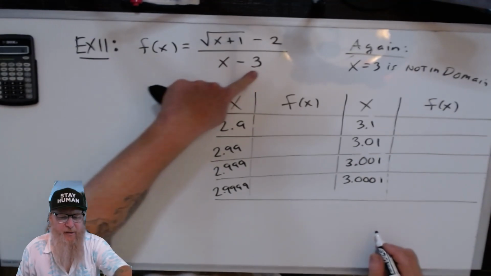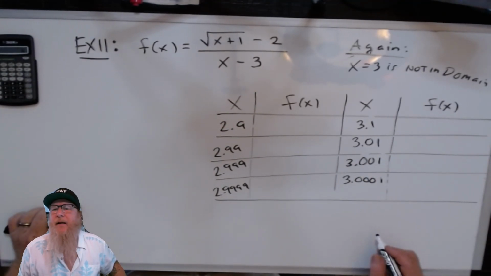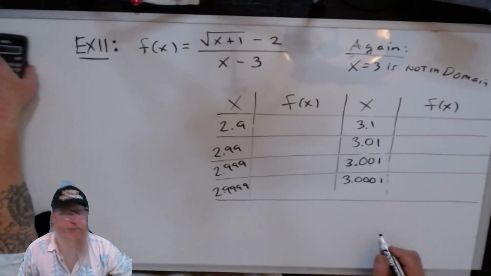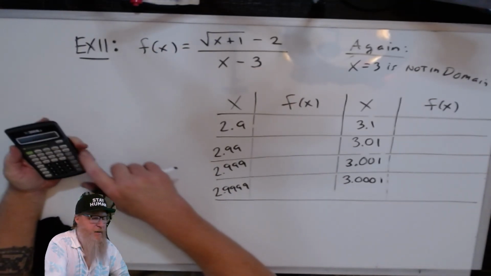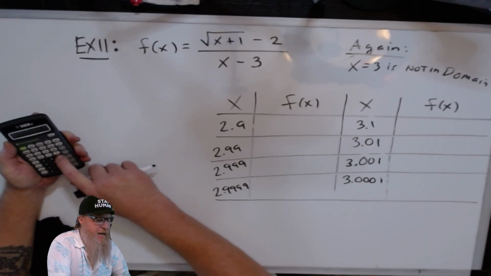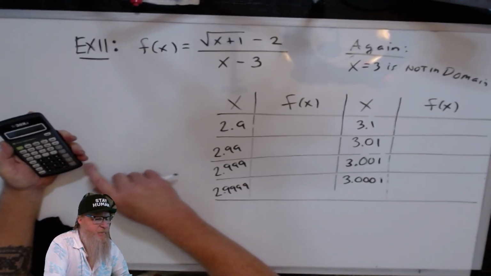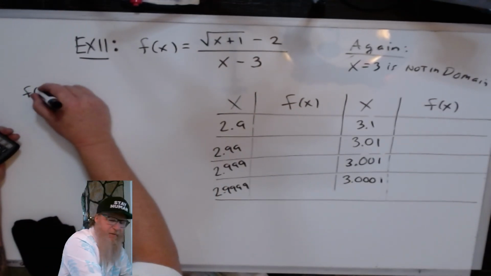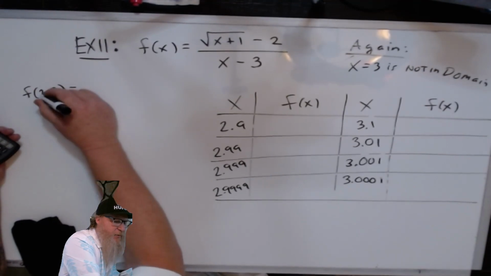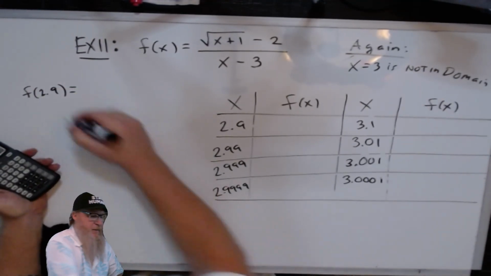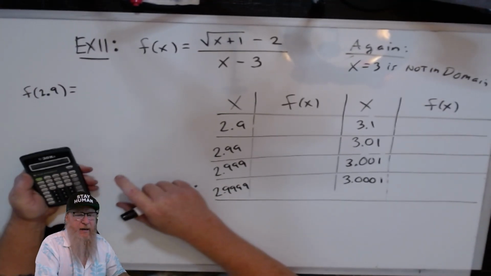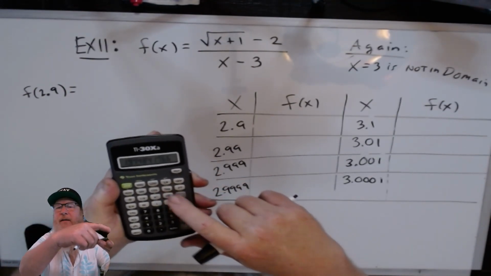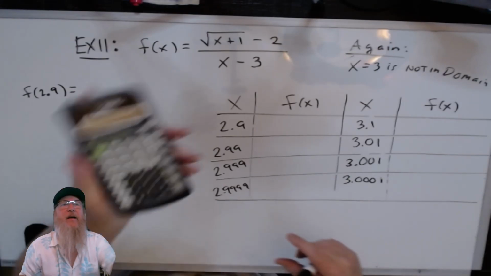This time the function's a little more complicated, so we've got to be a little bit more careful. Instead of squaring, we're square rooting, and we also have an x plus 1 here. So we've got 2.9 plus 1. All right, so I'm doing f of 2.9. I like to document which one I'm working on. And then I'm going to square root that.